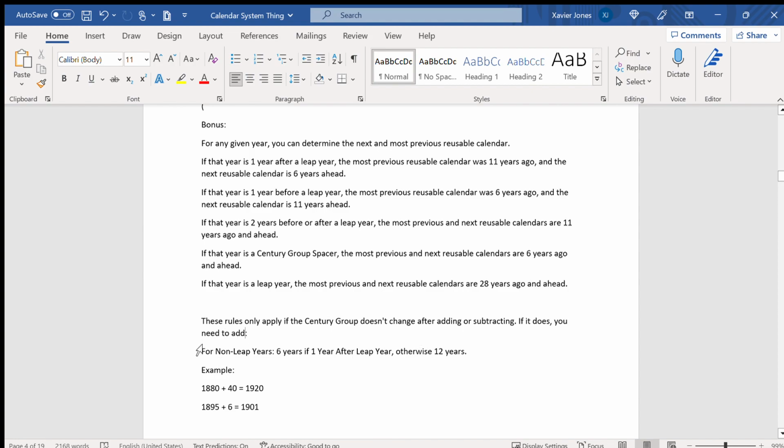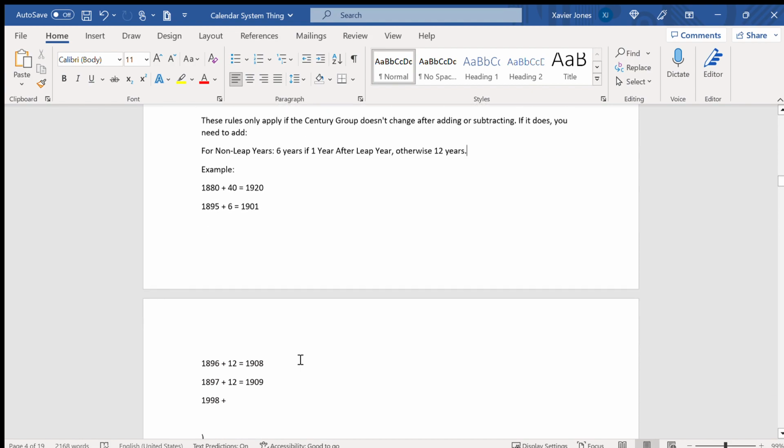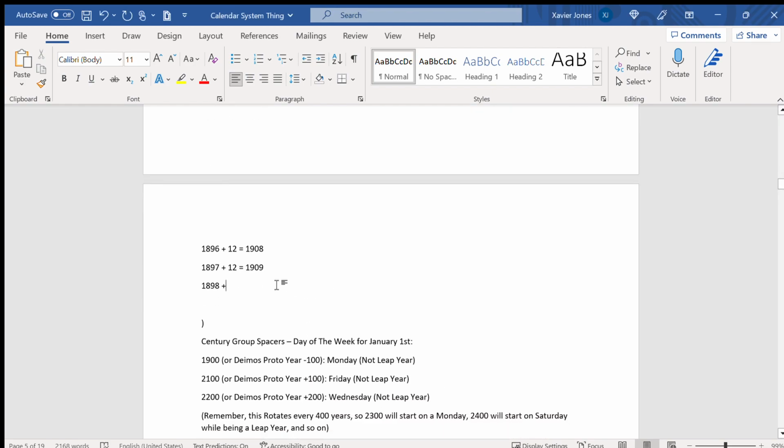You need to add, for non-leap years, 6 years if it's 1 year after a leap year, otherwise 12 years. So, for example, 1898. If I do 1898 plus 12 years, first let's see what the 1898 calendar looks like. 1898 is a no Saturday. 12 years should be 1910. So 1910 should be a no Saturday, and it is. So cool, that just worked.